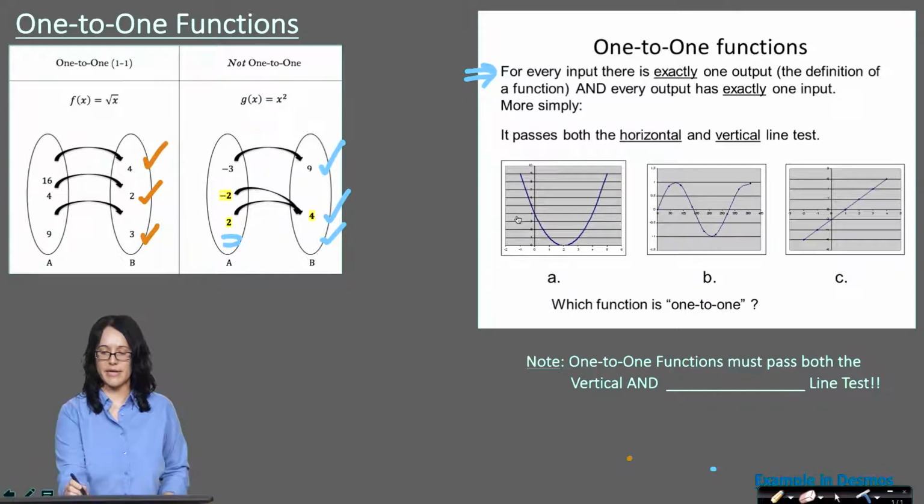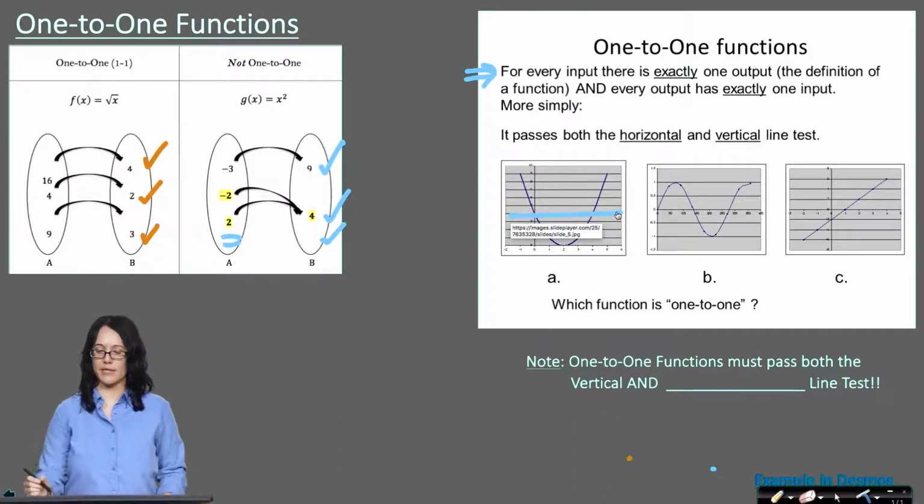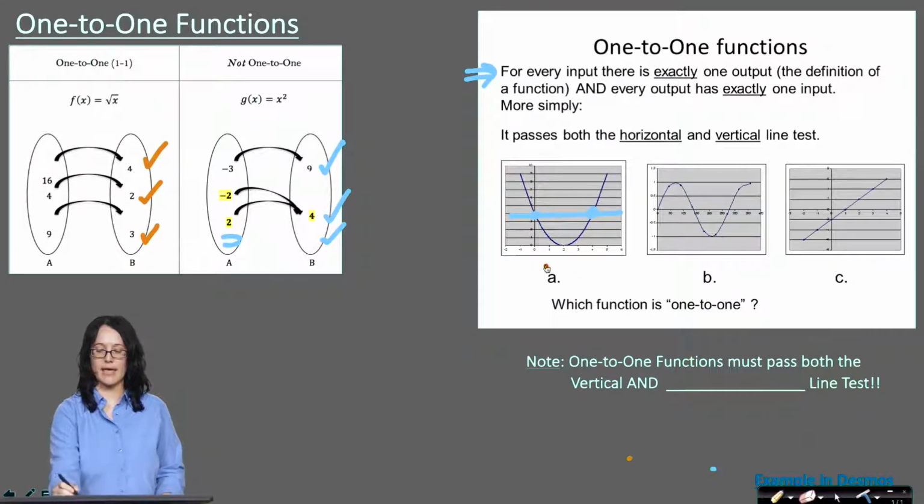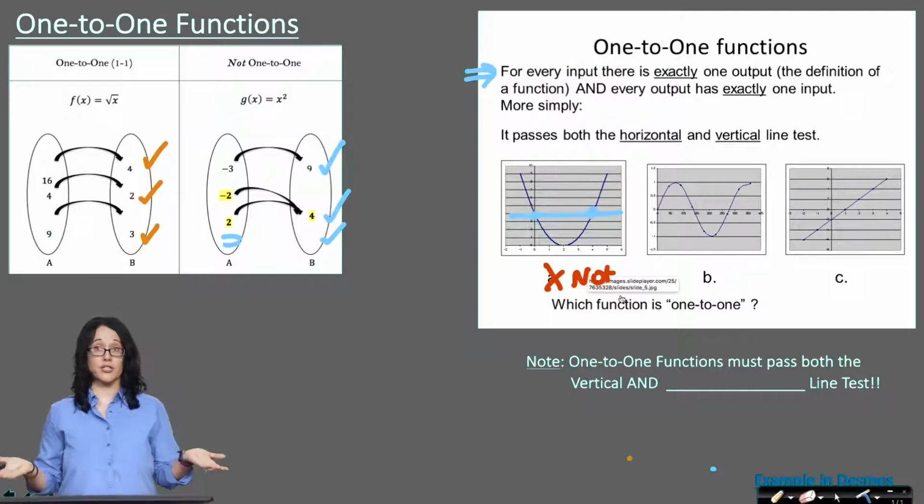For example, take a look at the first picture in A. I could draw a horizontal line and only hit once here, but then I hit another time over here. So would this be a one-to-one function? No, it would fail the horizontal line test. So we would say A is not one-to-one. It is a function. It's a parabola, in fact, but it's not a one-to-one function.